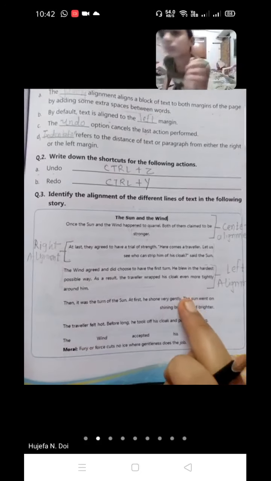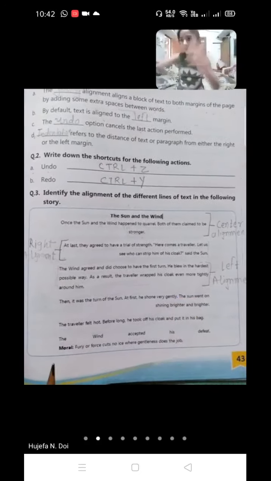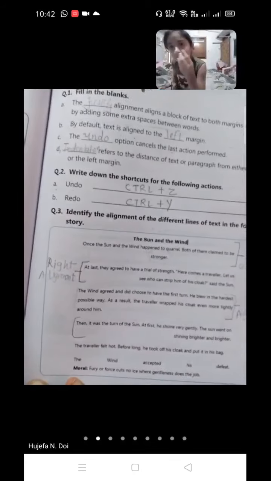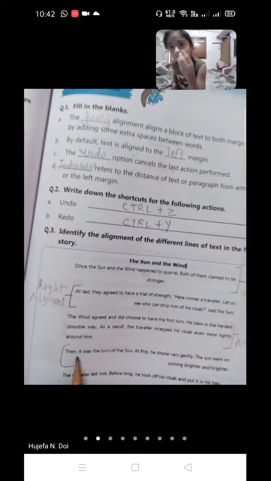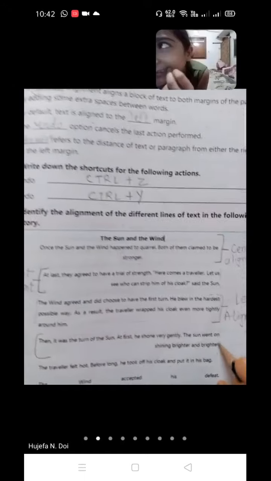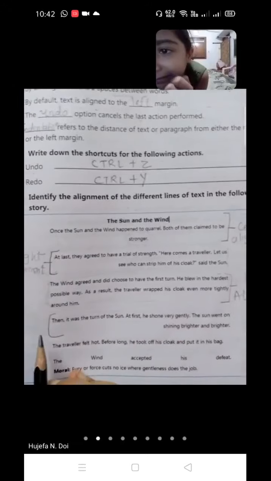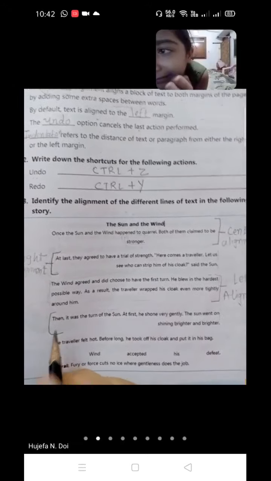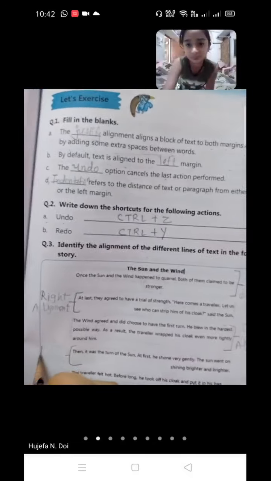Then the fourth line. This one. These two lines. For these two lines, you can see that they are arranged from the right side, not from the left side. So this is the right alignment.